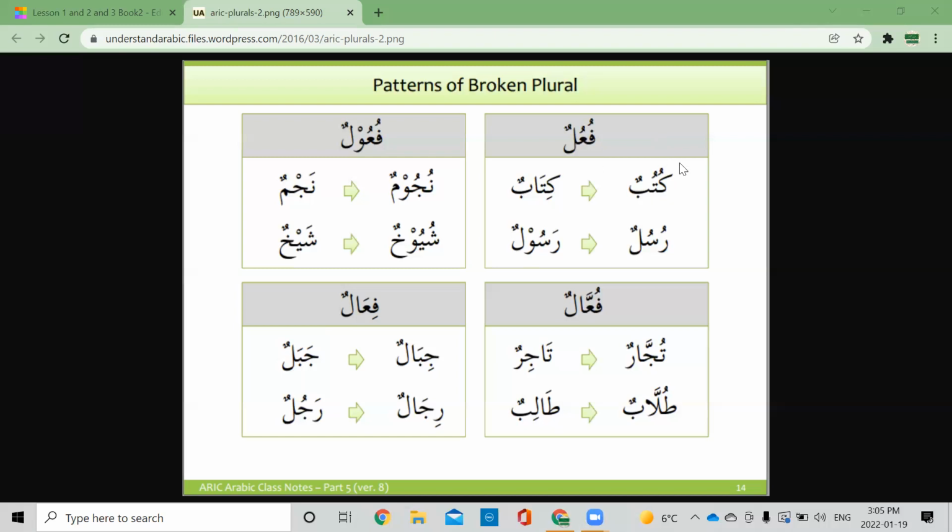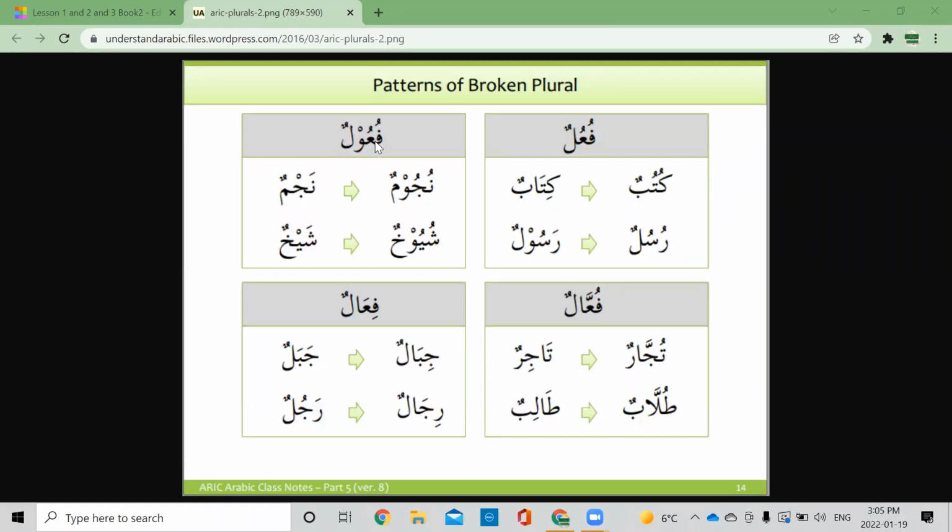Okay, for example, the word kitab, the plural of kitab is kutubun. The plural of rasulun is rusulun. So see how with the main word, we either add something or we remove something from it, then it becomes a broken plural. Here we have removed the alif, and here we're removing the waw. Okay, and it becomes rusulun, and here kutubun.